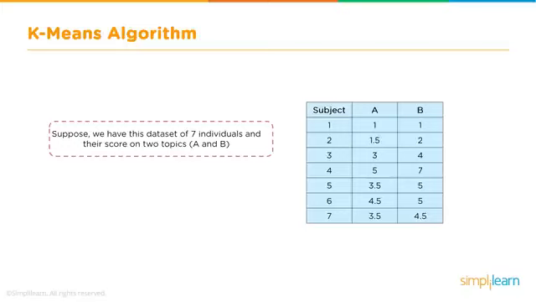And then we have subject A, where we see what they've scored on their first subject, and subject B, and we can see what they score on the second subject. Now let's take two farthest apart points as initial cluster centroids.